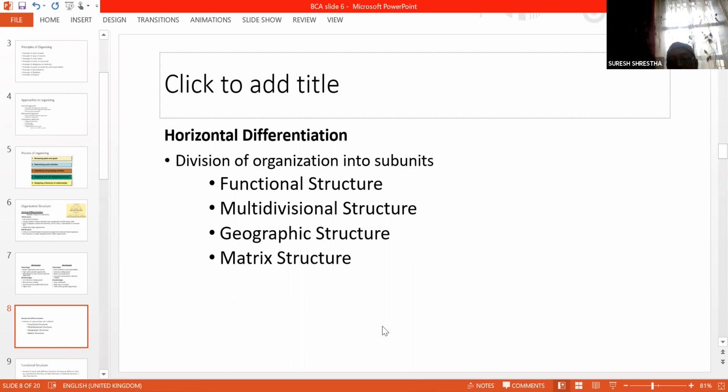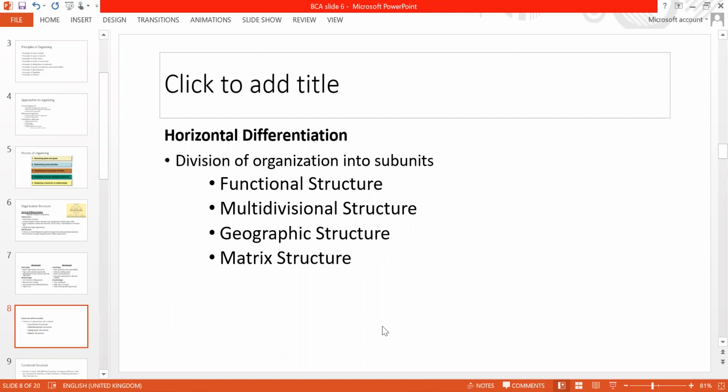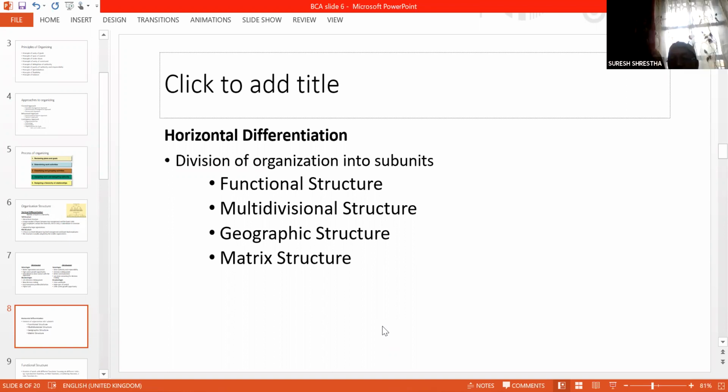Vertically differentiated organization structure is you have too many layers in between. If you have less number of layers, then you are less vertically differentiated. Talking about horizontal differentiation, if you have too many departments, too many units, then that is highly differentiated horizontally. But if you have less number of units, less number of departments, less number of divisions, then you are having less horizontally differentiated organization structure.